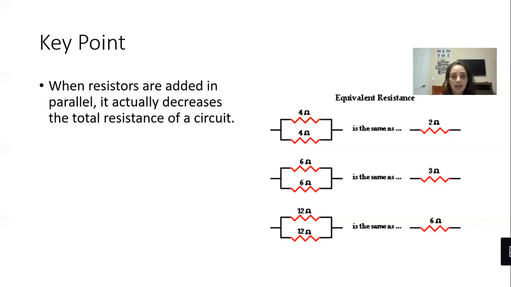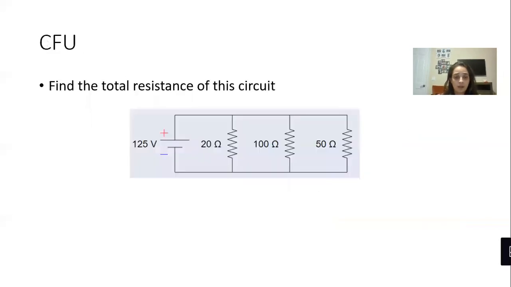Okay, so now let's put this into practice. So let's find the total resistance of the circuit. The first thing I want to do here is label my resistors. So this is going to be resistor 1, this guy will be resistor 2, and this will be resistor 3. Okay, so I'm going to start over here. Our equation to find the total equivalent resistance is 1 over RT equals 1 over R1 plus 1 over R2 plus 1 over R3.